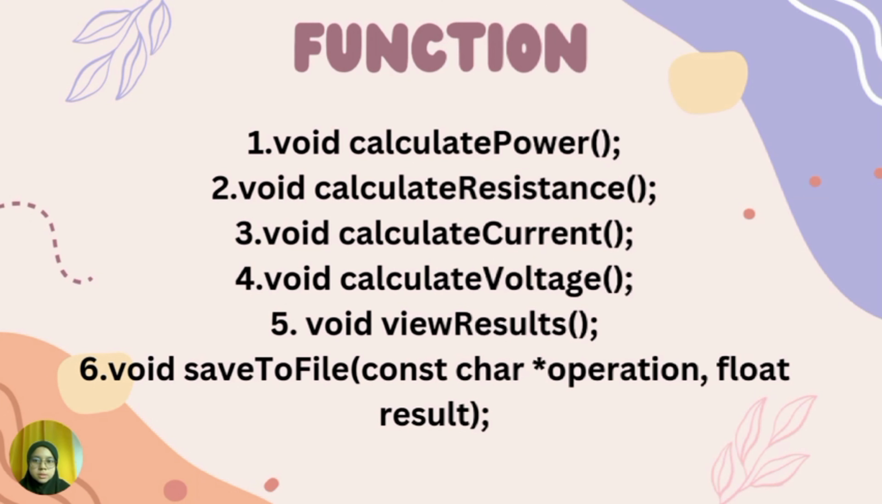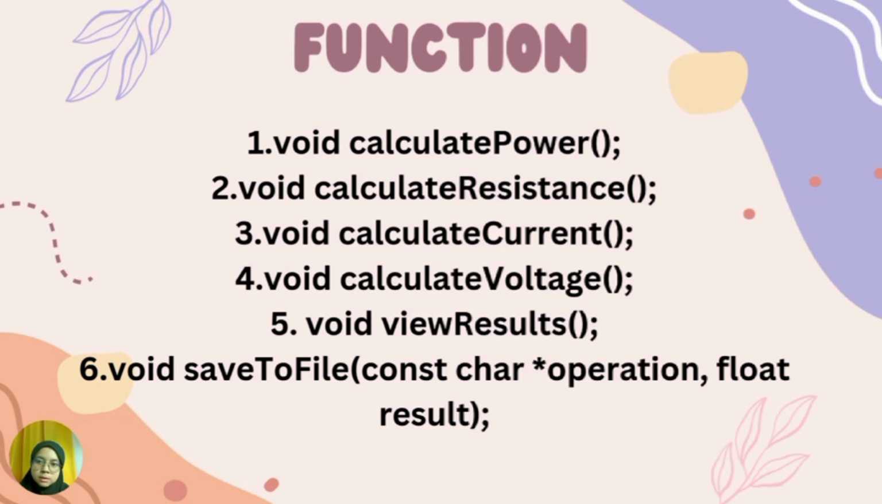For the next part is functions. We have 6 functions in our program. The first function is calculate power. For power, this function will prompt the user for voltage and current input. It will perform the power calculation, display the result, and log the result for future reference.